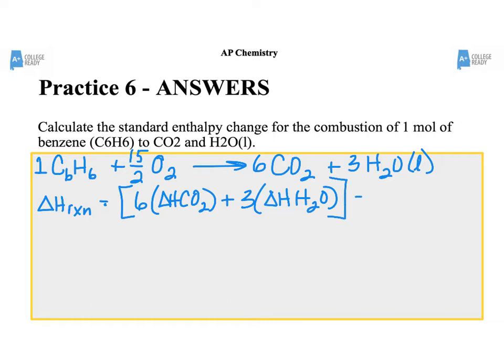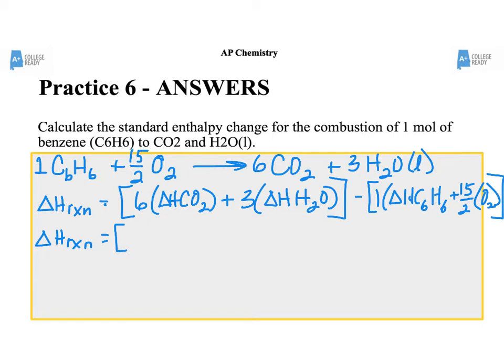Now we'll deal with the reactants. Minus 1 times the enthalpy of formation of the benzene plus 15 halves the enthalpy of formation of the oxygen. Then we just go look up the numbers and substitute in the numbers. So I go look up the carbon dioxide, and I find carbon dioxide is negative 393.5. And the water is negative 285.8.